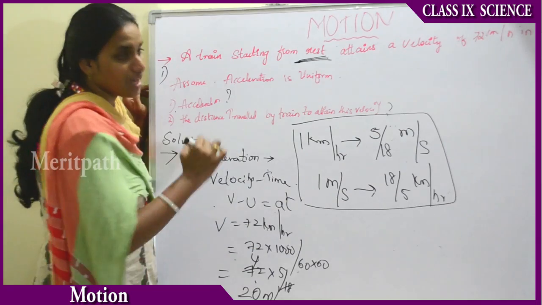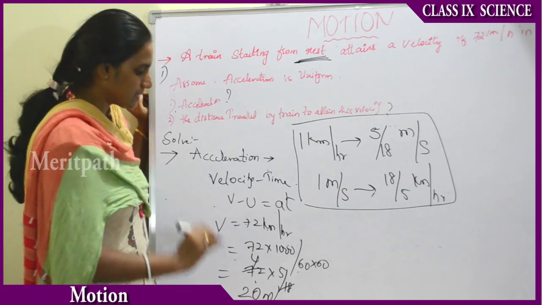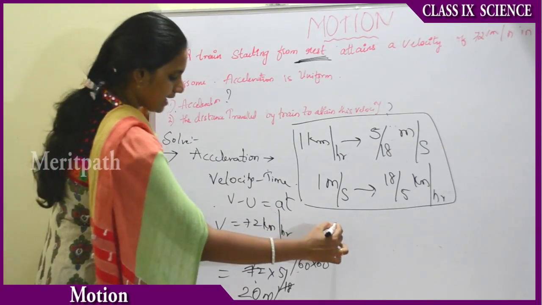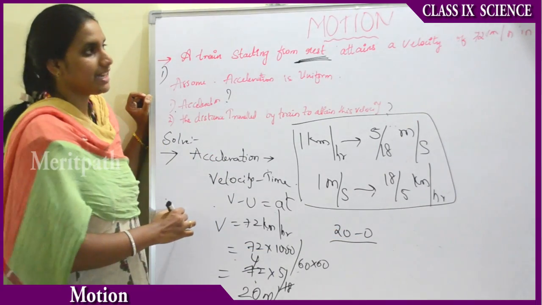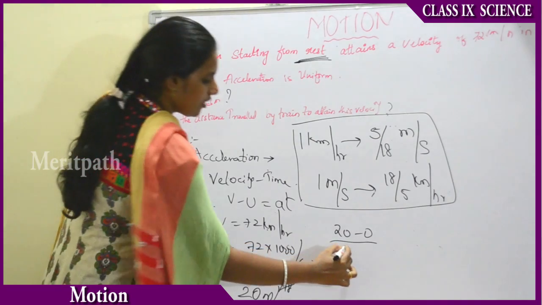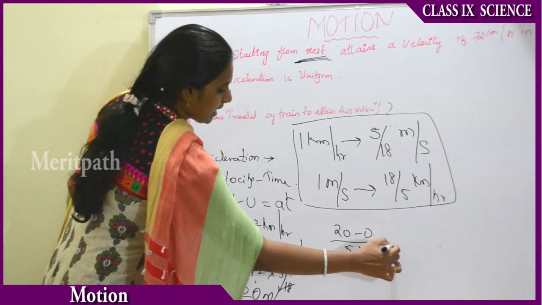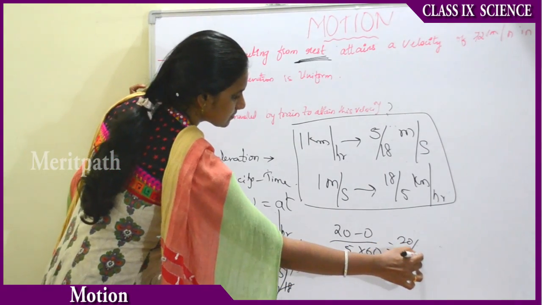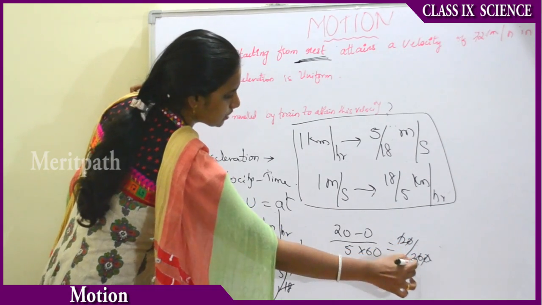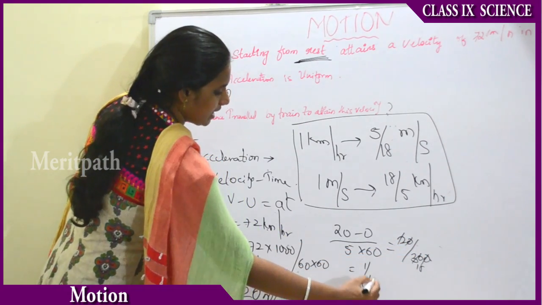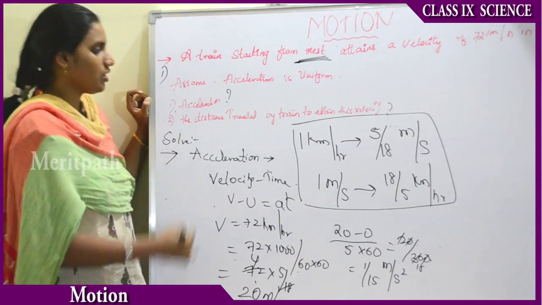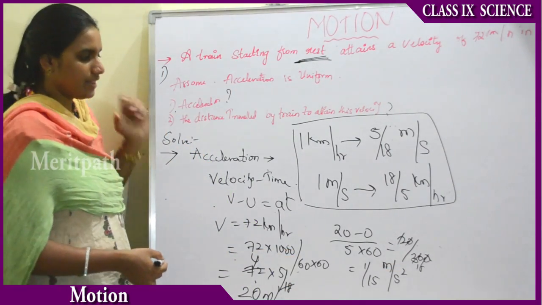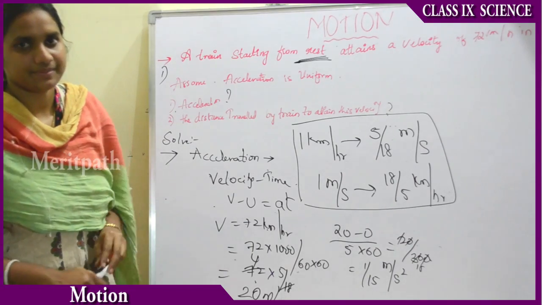And u is the initial velocity, it is 0 meter per second. Therefore, we will be applying (20 minus 0) by the time taken, which is 5 minutes, that is 5 into 60, since we have to give the time in seconds. Therefore, 20 by 300, that is equal to 1 by 15 meter per second square. This is the acceleration of the train in units meter per second square.